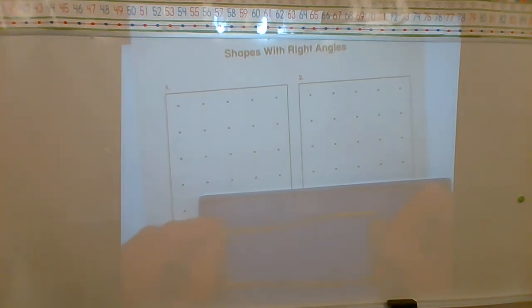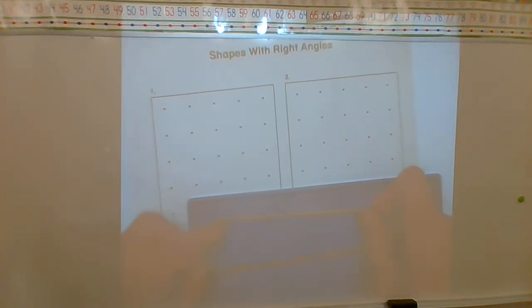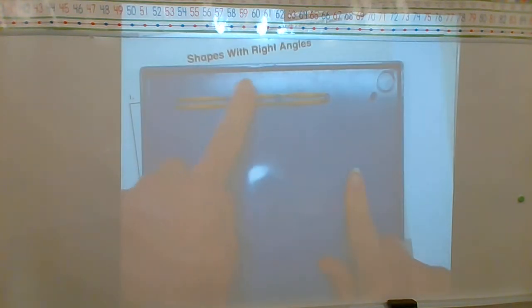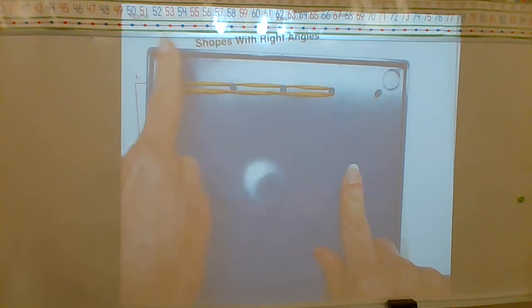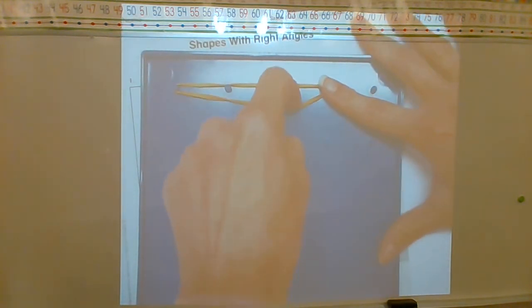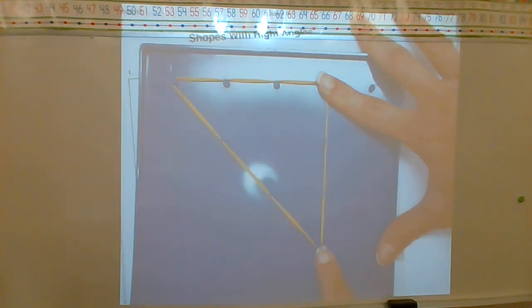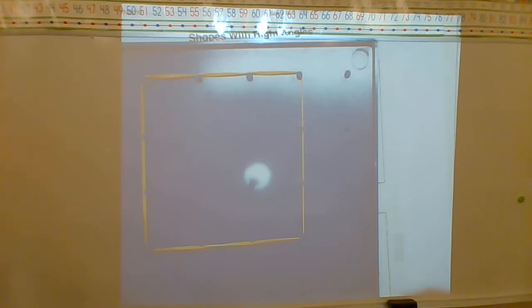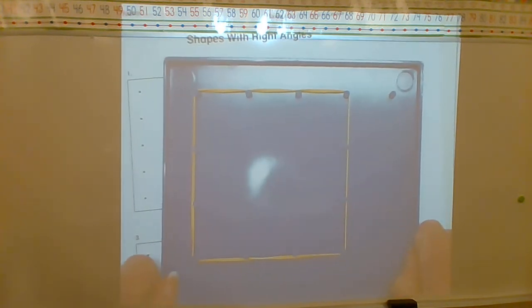remember that's equal sides. Practicing geo safety. Did you see me put my finger there so it doesn't pop? 1, 2, 3, 4. A square means he has to be 4 across. How many is he going to be down? That's right. Equal sides. 1, 2, 3, 4. And 1, 2, 3, 4. So I've made a square.